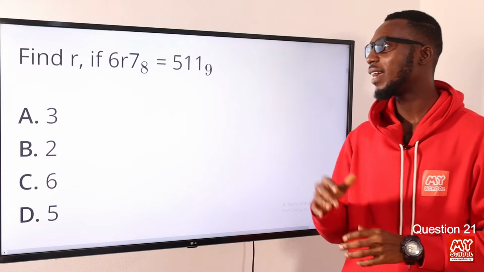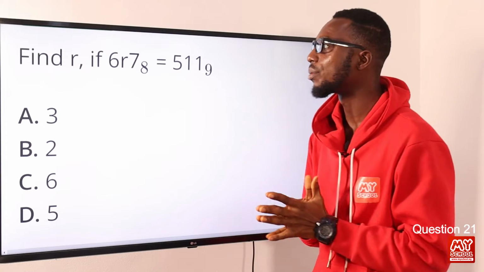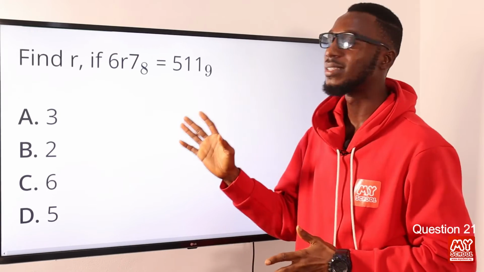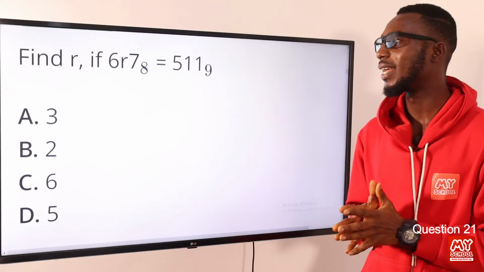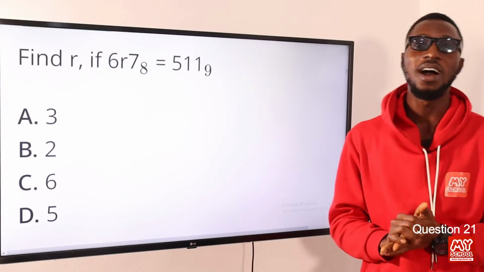So we are asked to find r if 6r7 base 8 equals 511 in base 9. So how do we solve this?